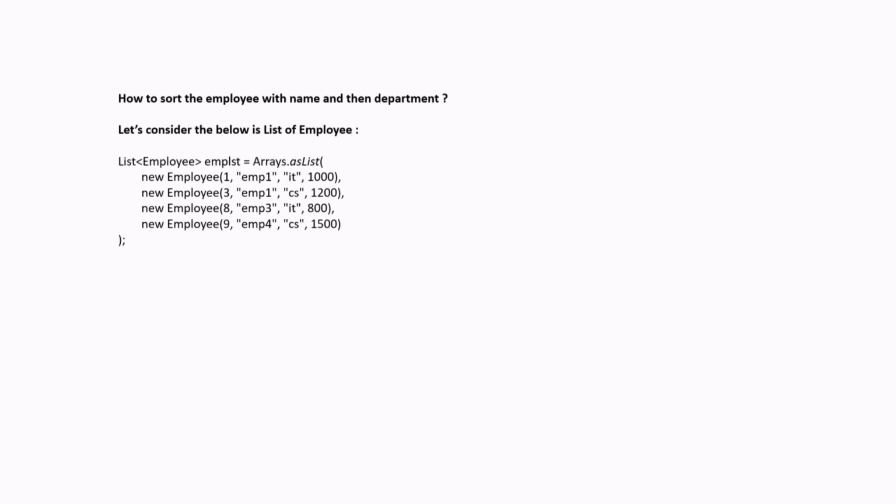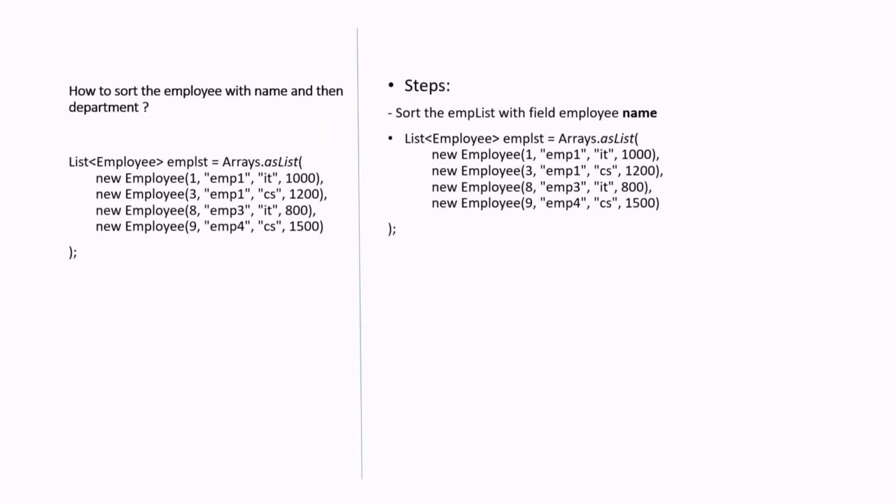Let's see step by step, you will get more clarity in the presentation itself. So let's sort the EMP list with the field employee name first. Whatever is available in the given list, we got the same result for this step, because employee name is already sorted in the given list as well. Now employee ID 1 and employee ID 3 have the same employee name, so here you will find the change in the next step, once we apply department sorting on this list.